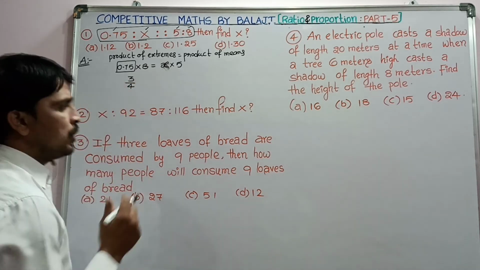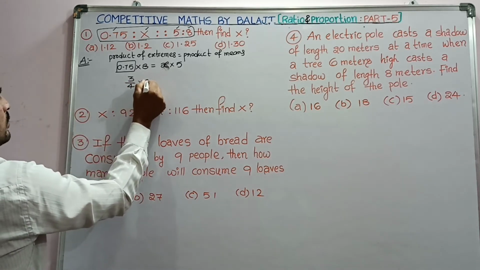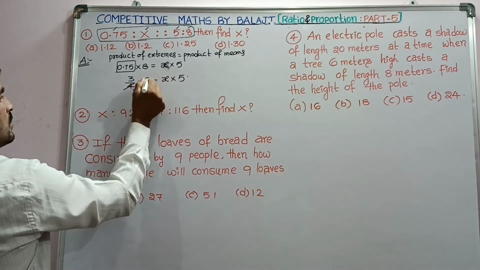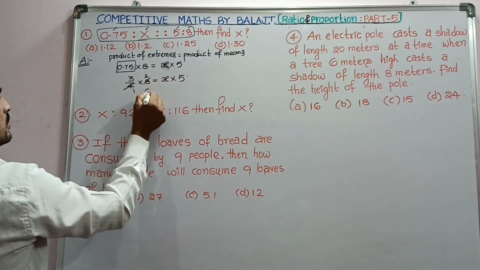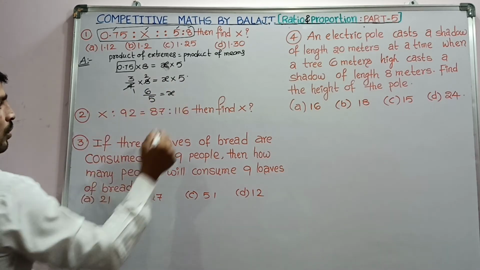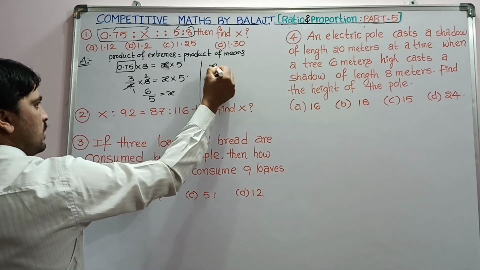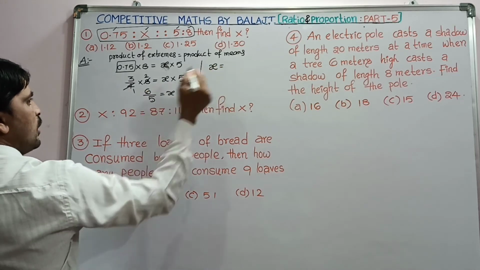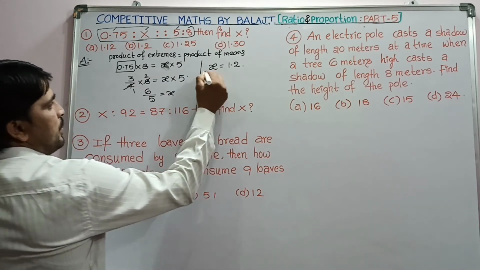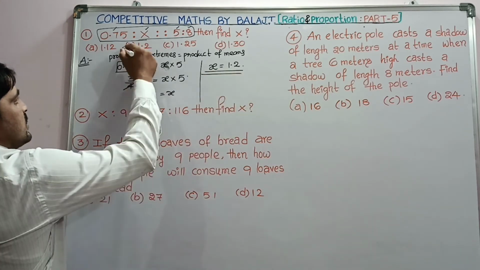0.75 is nothing but 3 by 4, into 8 equals x into 5. 4 ones are 4, 4 twos are 8, 3 twos are 6, so 6 by 5 equals x. Okay, what is the x value? We have to find the x value. x equals 6 by 5, which means 1.2. Okay, the x value is 1.2. So the answer is B.